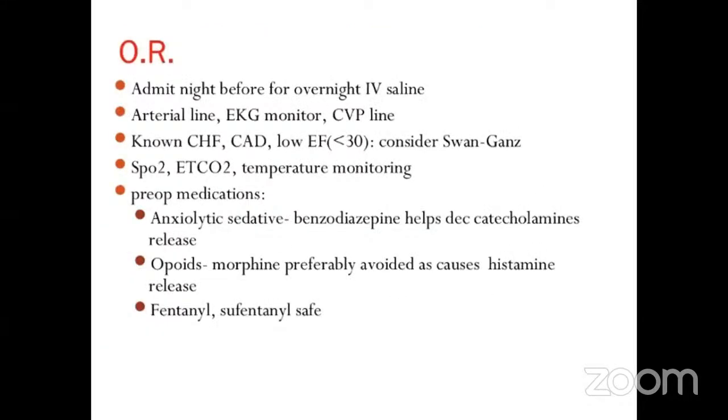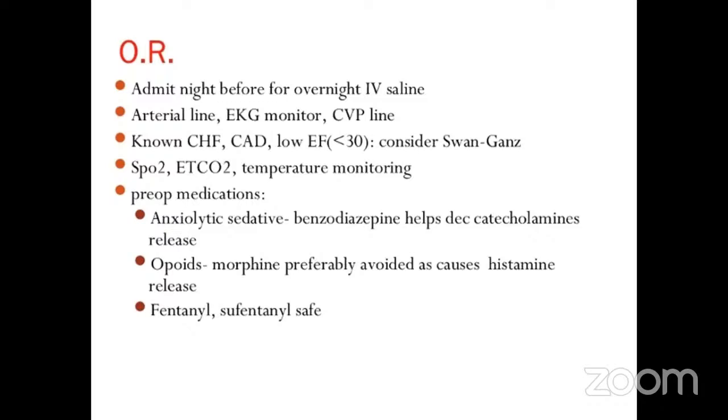Coming to the operating room, admit the patient the night before and give IV saline. Make sure that there is an arterial line, EKG monitor, and CVP line. If the patient has any cardiac problems like congestive heart failure, coronary artery disease, or low ejection fraction, consider Swan-Ganz catheter insertion, pulse SpO2 probe, ETCO2, and temperature monitoring.